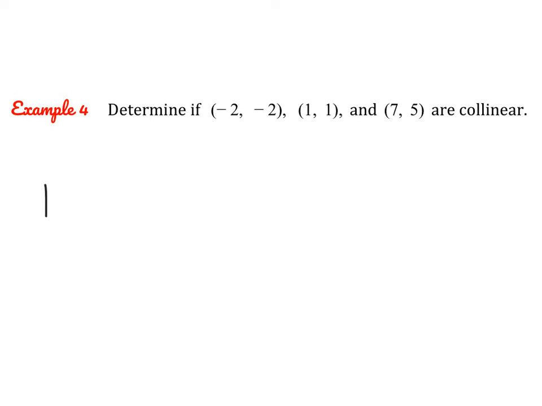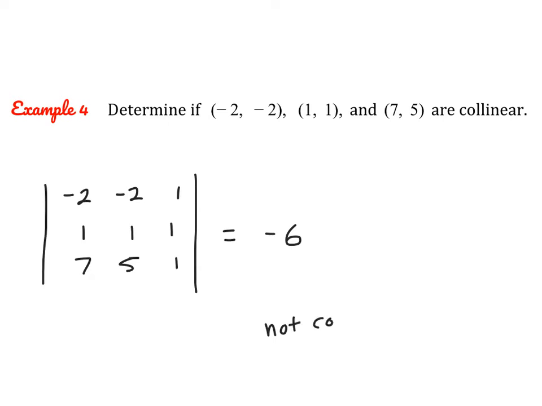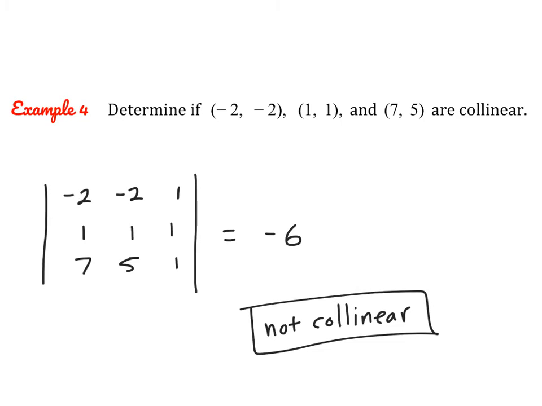So let's set up our matrix, and we're going to find that determinant. So it should be -2, -2, 1, 1, 1, 1, 7, 5, 1. And whichever method you choose for finding this determinant is fine. If you find this determinant, it should be -6. So since it's not equal to 0, the points are not collinear. And it's as easy as that.